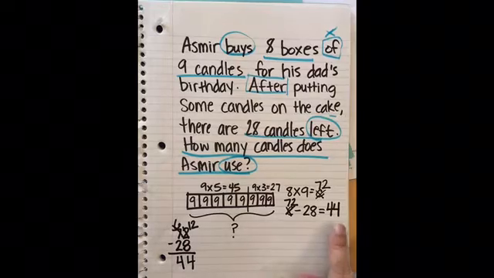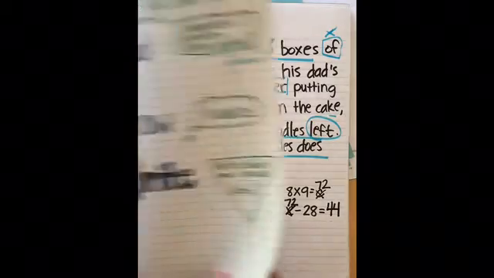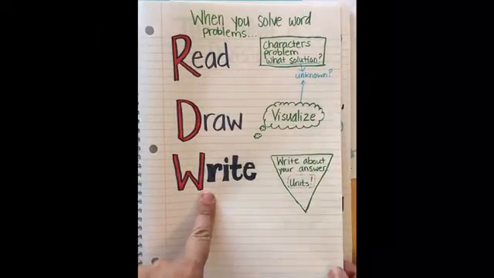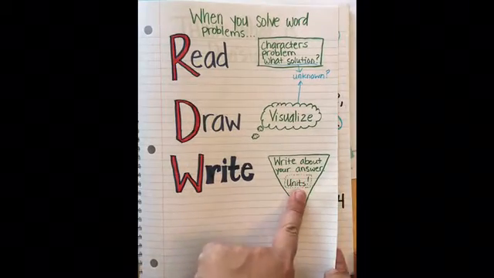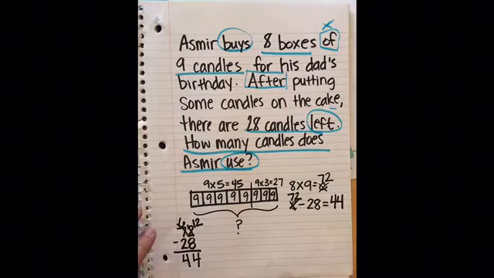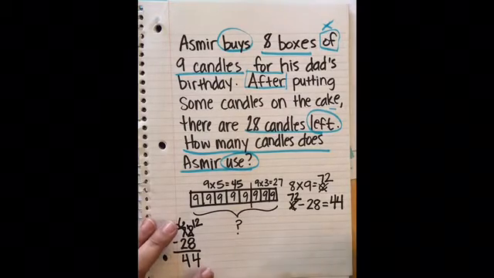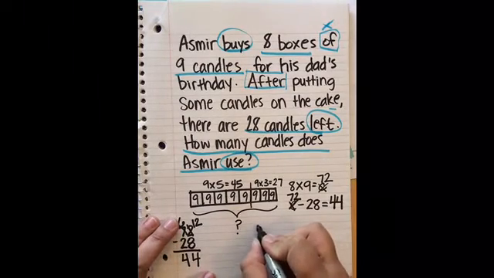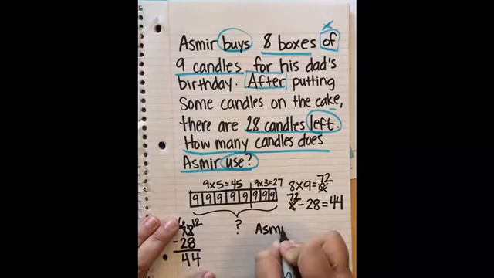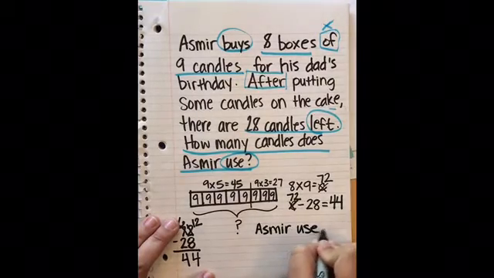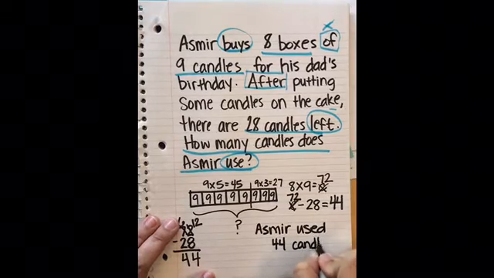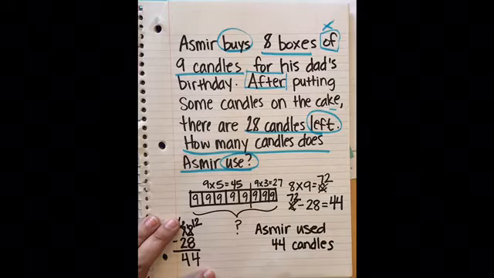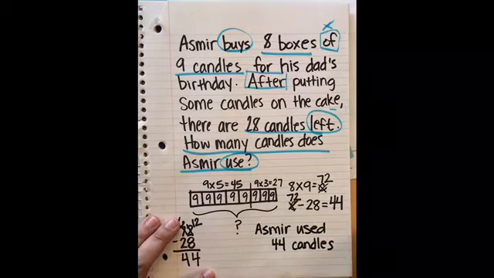We're not done though. We figured out that our answer is 44, but our last step is to do the writing part. We're going to write about our answer and make sure that we put units on our problem. Units is what does our answer mean? 44 what? So we're going to say Osmir used 44 candles. If you didn't do that on your notes yet, do that so that you have completed the RDW process.